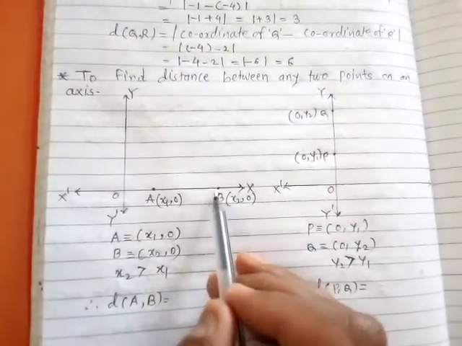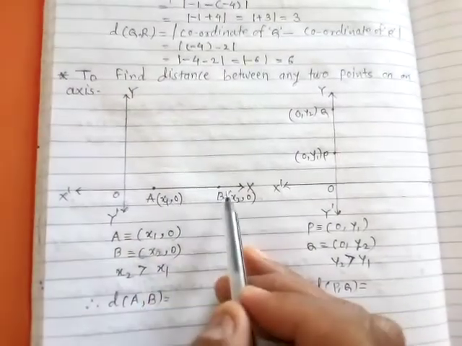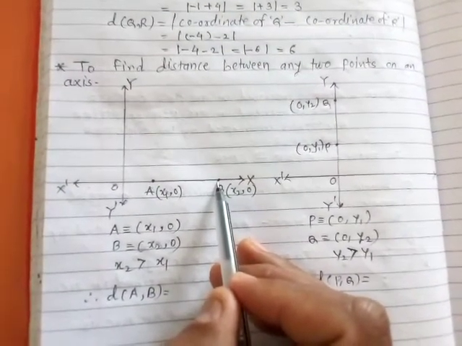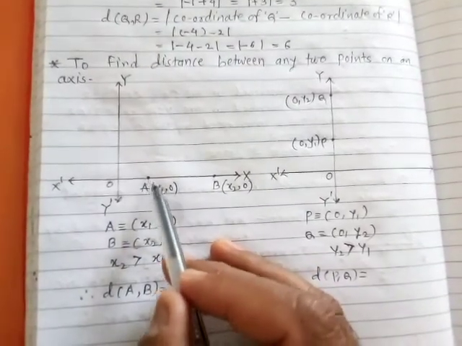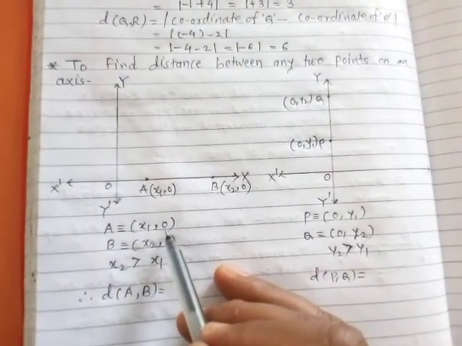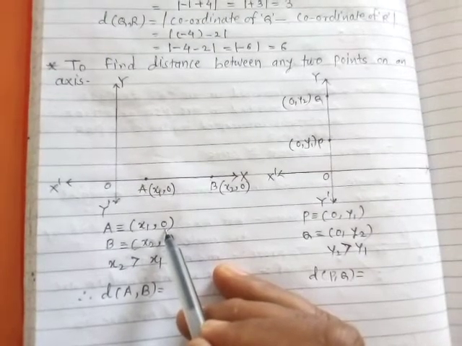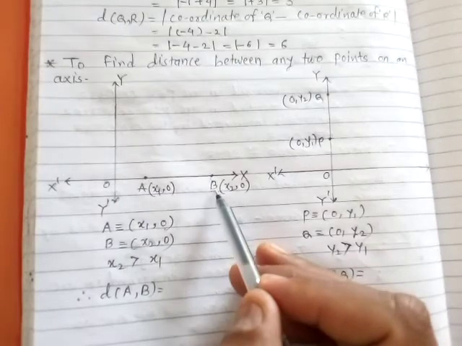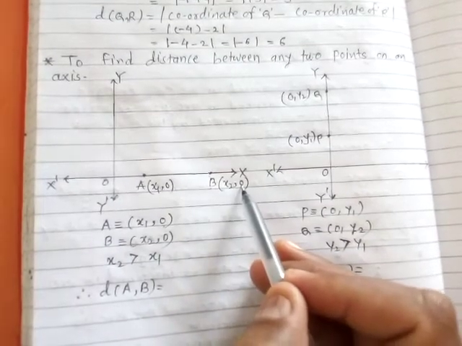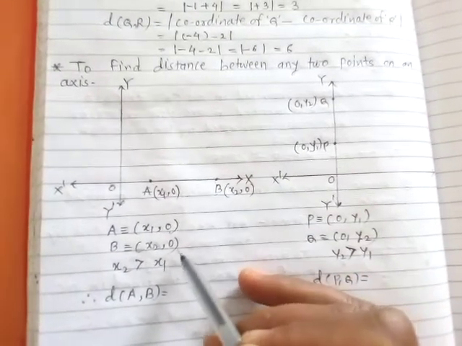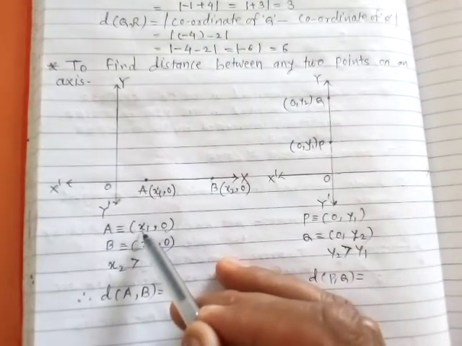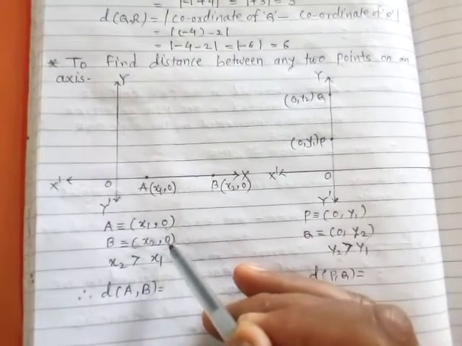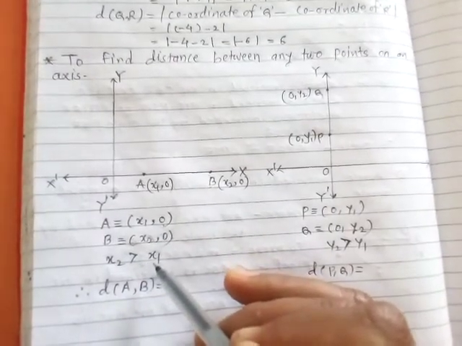Consider two points A and B lying on the x axis. Therefore the coordinates of point A are (x1, 0). Why is this 0? Because the y coordinate is 0. The second point B has coordinates (x2, 0), where the y coordinate is 0. Coordinates of A are (x1, 0) and of B are (x2, 0). In this case x2 is greater than x1.